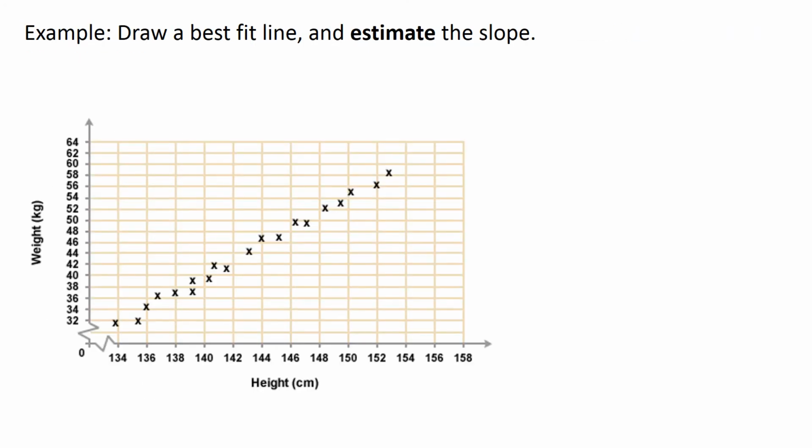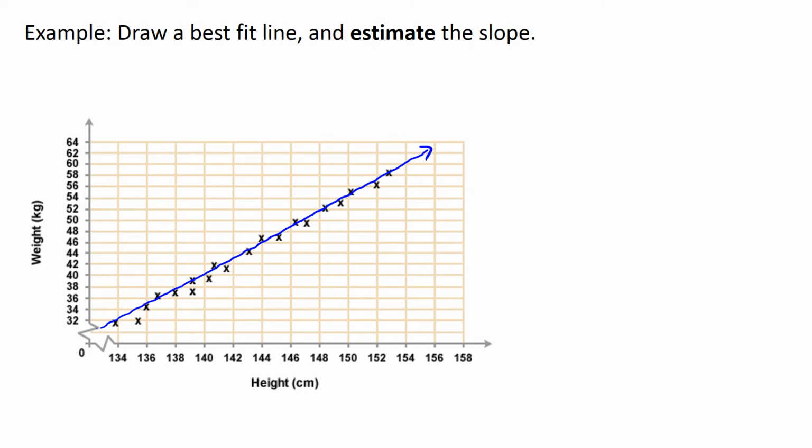So let's do an example here. We're going to draw a best fit line and then estimate the slope. So again, we need to make sure that our line goes through the middle of the points and just follows the trend. And it's best not to overthink it. Just do your best to get your ruler sort of smack in the middle of all the points and following the general direction of those points. And there's my line. And I'd say that's pretty good.